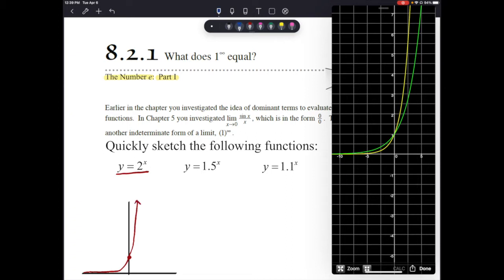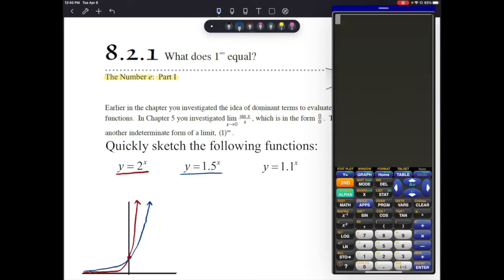Our second function, the 1.5 to the power of x, you notice that you can see it a little above here. It's a little bit more horizontal, but then it goes through that same point and it goes up this way. And if you were thinking about which of those functions would win the race to infinity, obviously 2 would because the base is bigger.